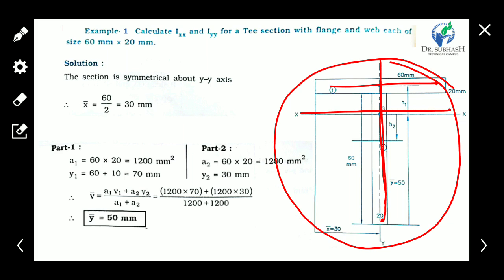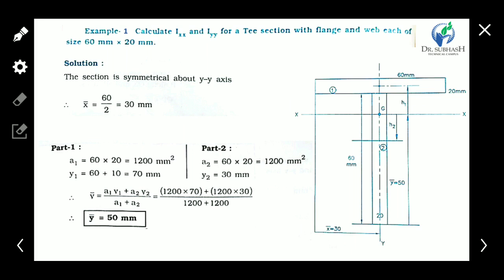The x axis and y axis pass through it, and about those we have to find the moment of inertia. So Ixx and Iyy are the axes passing through the CG of the compound section. First we have to find the position of the CG to find Ixx and Iyy. Then we can place the xx axis and y axis through the CG, and then find Ixx and Iyy.